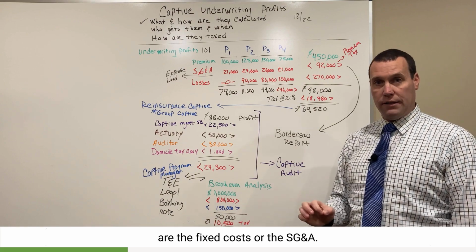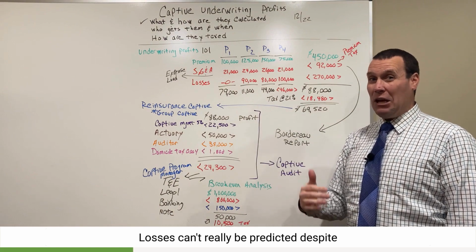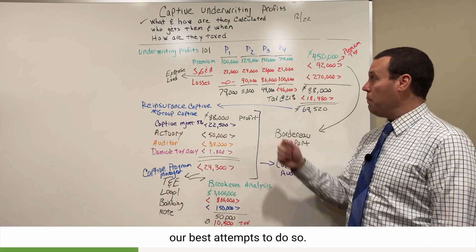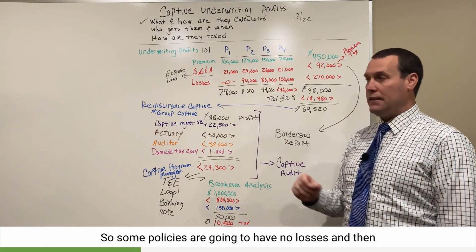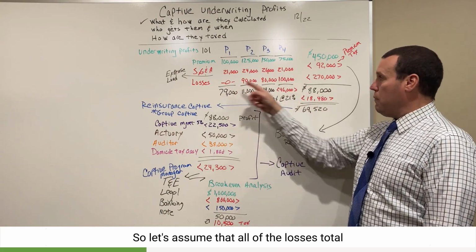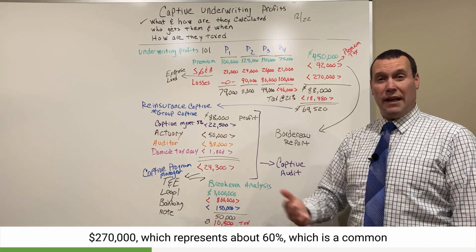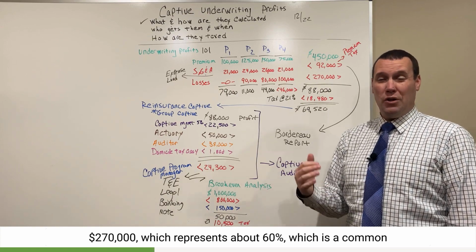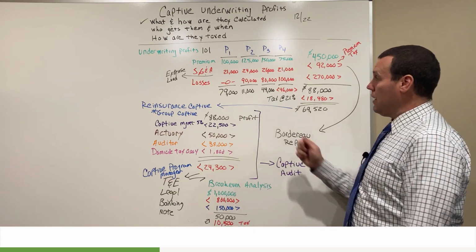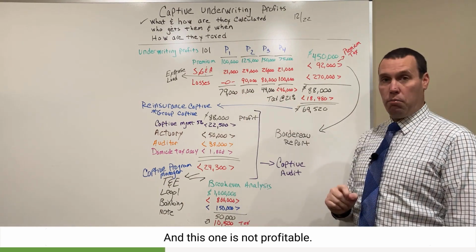$92,000 are the fixed costs, or the SG&A. And then let's look at losses. Losses can't really be predicted despite our best attempts to do so. So some policies are going to have no losses, and then some policies are going to be what we call losers. So let's assume that all of the losses total $270,000, which represents about 60%, which is a common footprint or an average of insurance company losses. And that represents, these three policies are profitable and this one is not profitable.